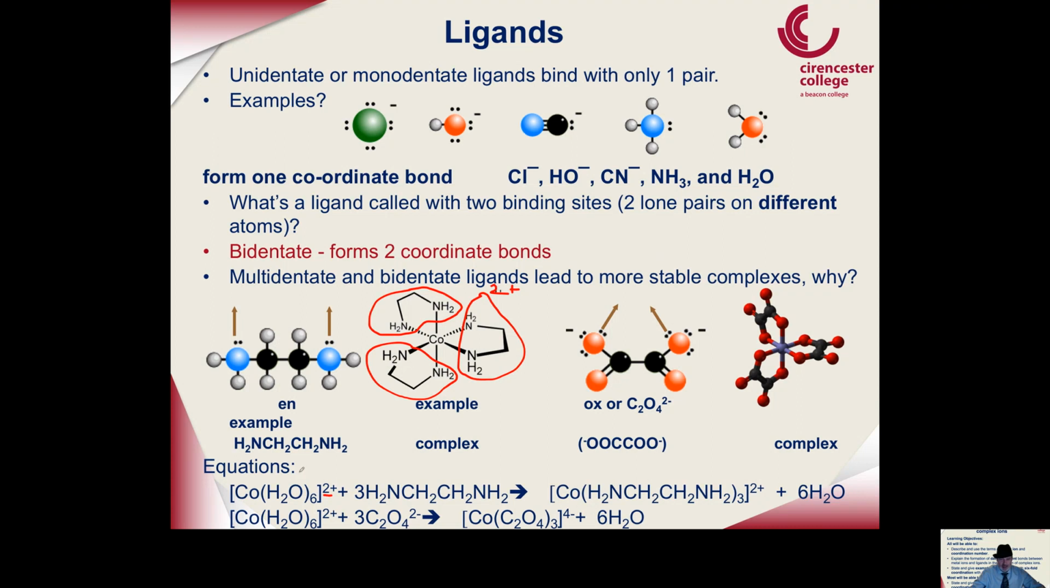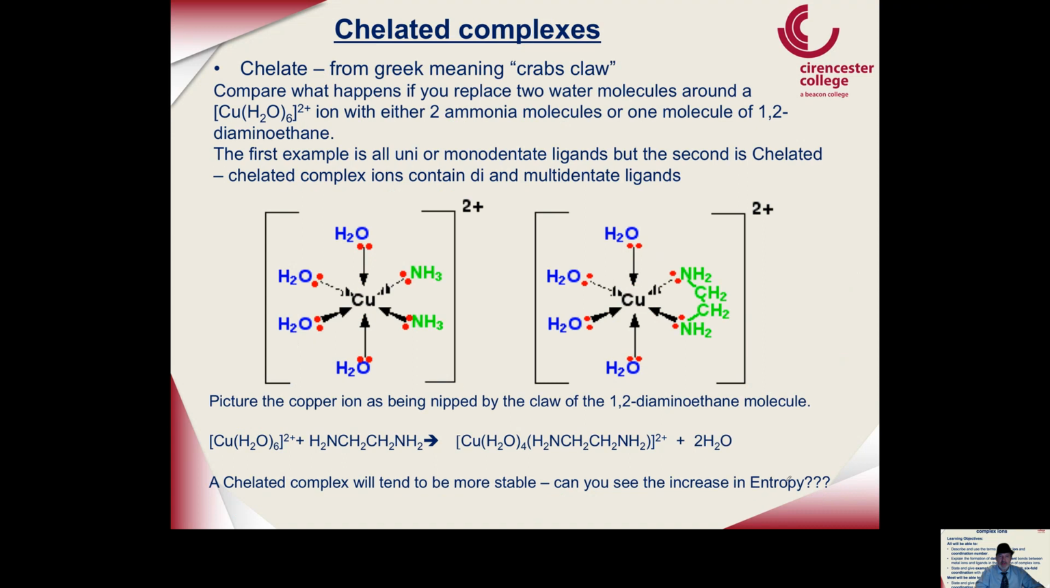Okay, so we've got our complex. We've got the idea that a bidentate is more stable than a monodentate. That's monodentate. That's bidentate. It's more stable because we've got more molecules on our product side, and entropy favors that. So let's have a look at this. Now, there are some other words. We just have lots of words for different things. Chelate. Chelate comes from the Greek meaning crab claw.